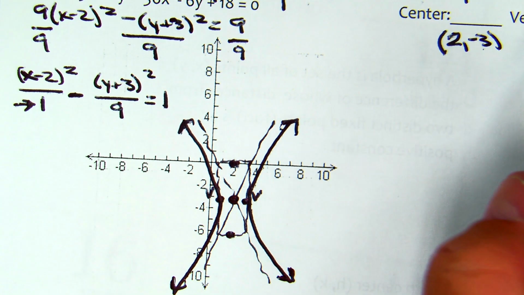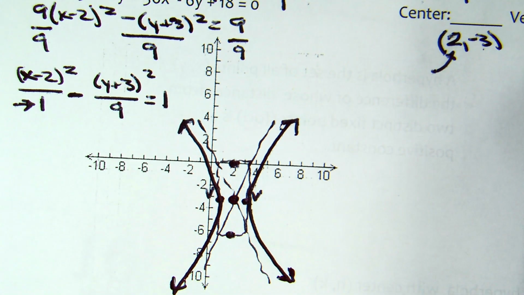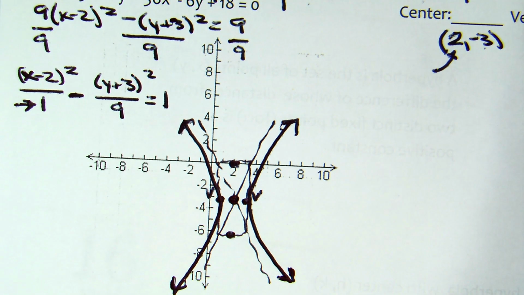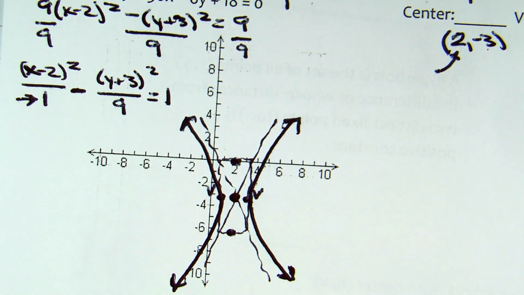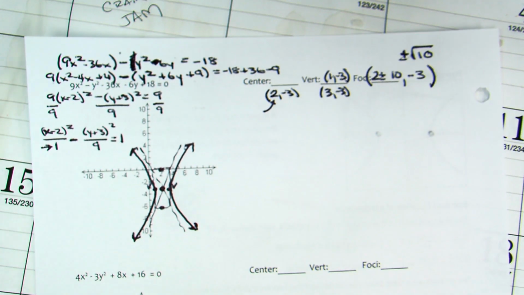Since everything's got negative 3, I know that's going to be the y coordinate of my foci. I then take the center coordinate, which is 2, plus minus, and bring down my C. So I end up with an equation of x minus 2 squared over 1 minus y plus 3 squared over 9 equals 1, giving me a center of 2, negative 3, vertices of 1, negative 3 and 3, negative 3, and foci of that.